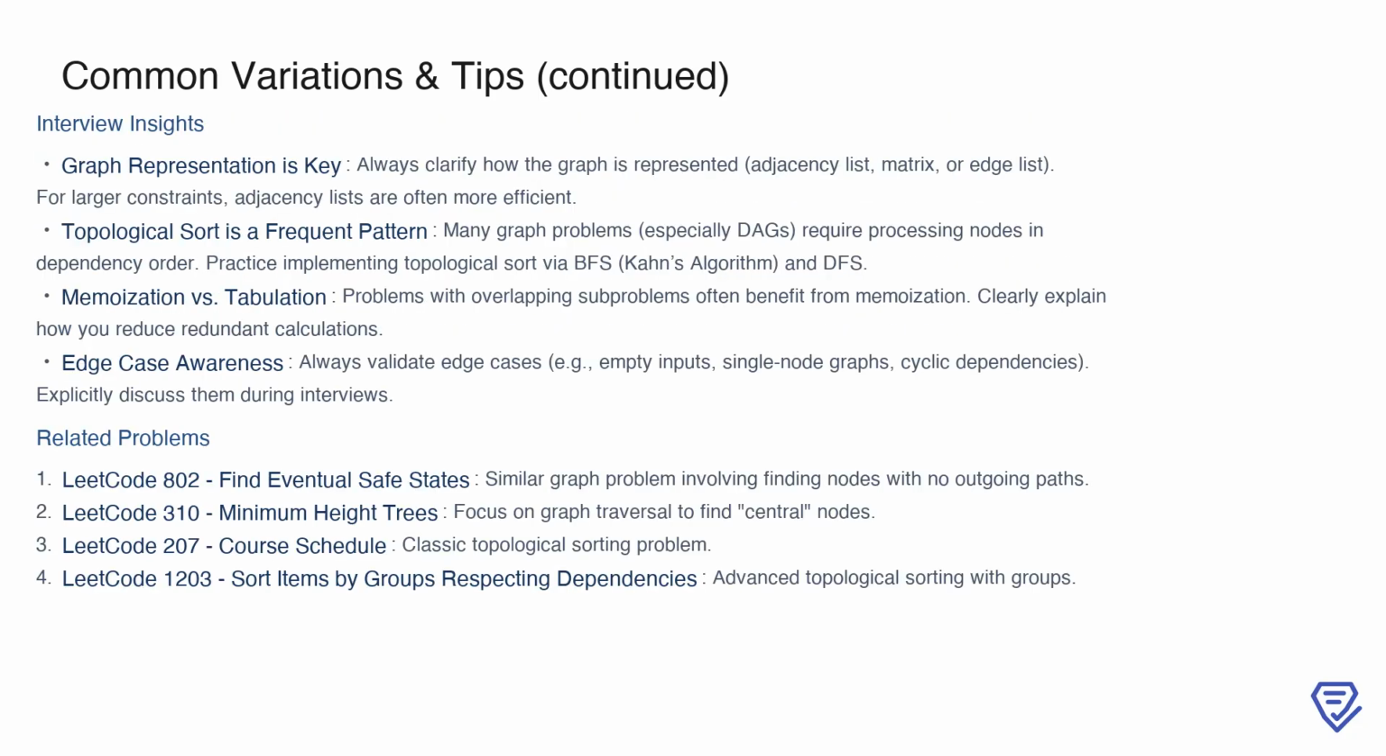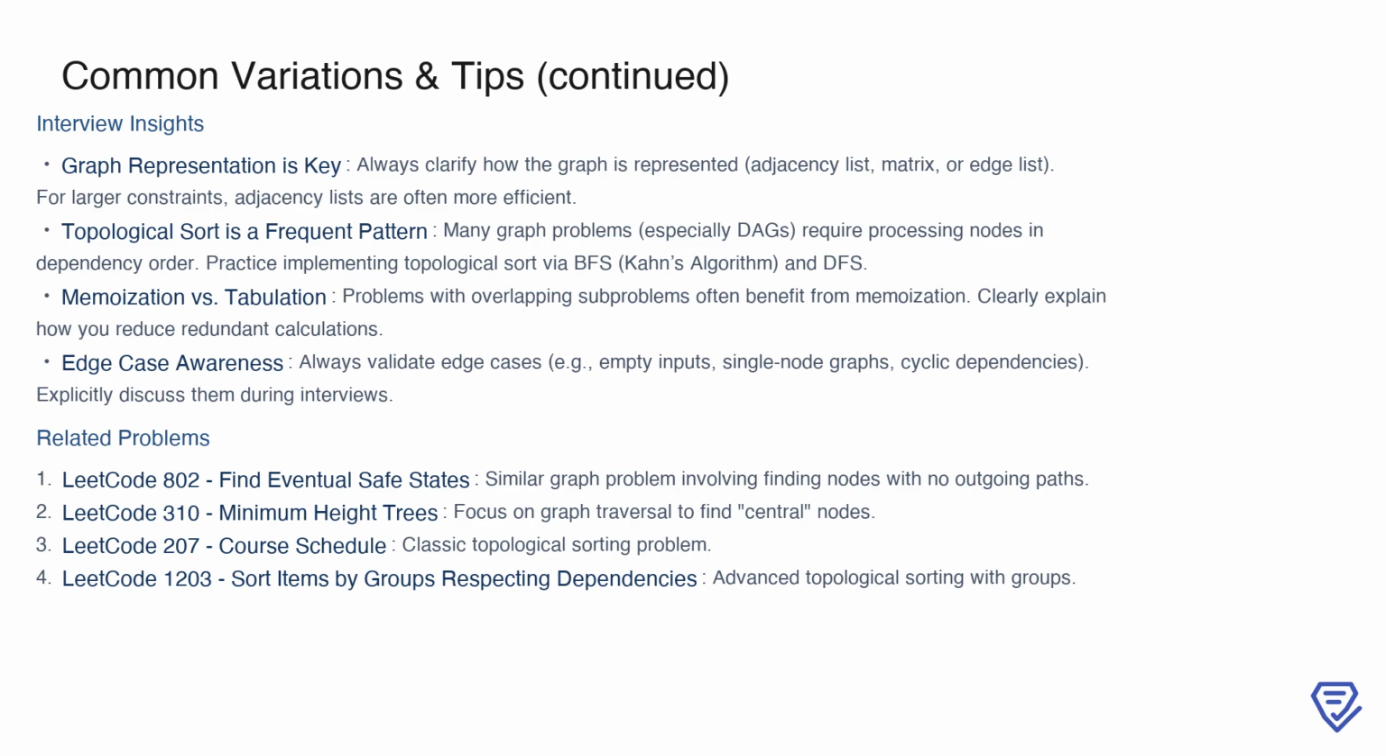When preparing for interviews, understanding the nuances of graph representation is key. You should always clarify whether the graph is represented as an adjacency list, a matrix, or an edge list. Adjacency lists are typically more efficient for larger graphs due to their compact representation. Topological sorting is another critical pattern to master, especially in DAG problems. Both Kahn's algorithm and DFS-based approaches are useful, and being able to explain how nodes are processed in dependency order is a valuable skill. Similarly, problems involving overlapping subproblems often benefit from memoization to reduce redundant calculations.